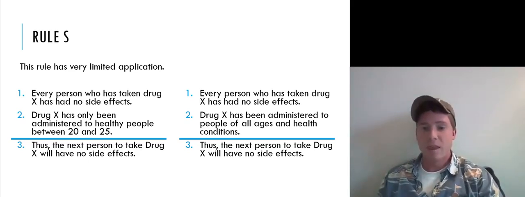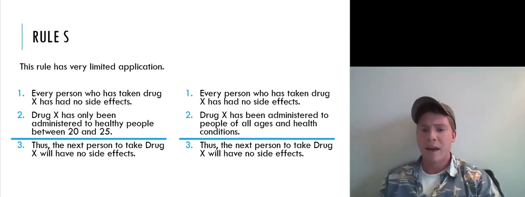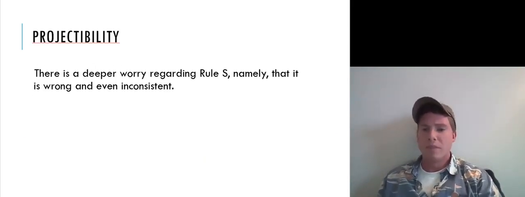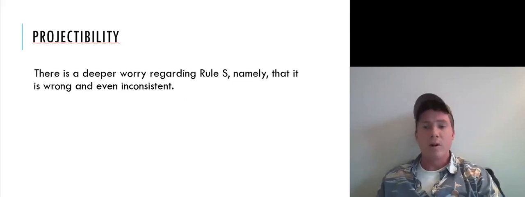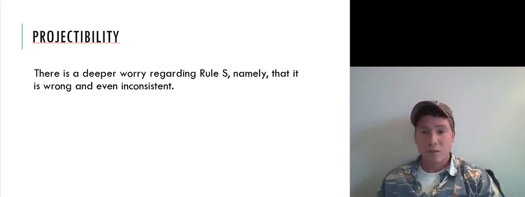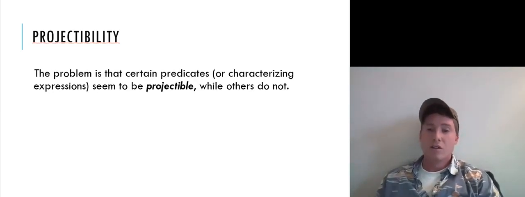So again, rule S is not going to help us distinguish these arguments. It's not going to tell us how to assign inductive probabilities to these arguments. So rule S has very limited application. There's a deeper worry regarding rule S, though, namely that it gives wrong verdicts and perhaps even inconsistent verdicts. To bring this out, we're going to talk about the notion of projectibility.